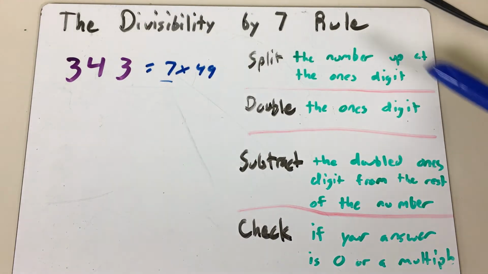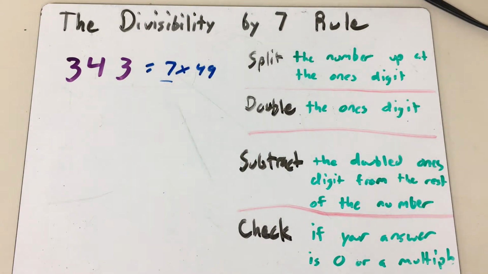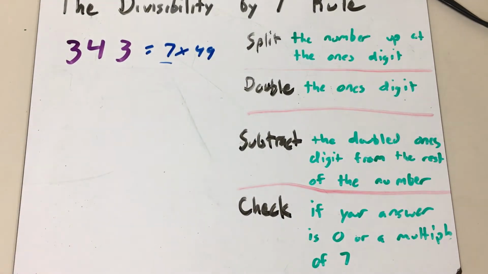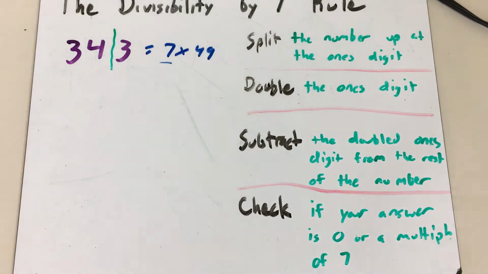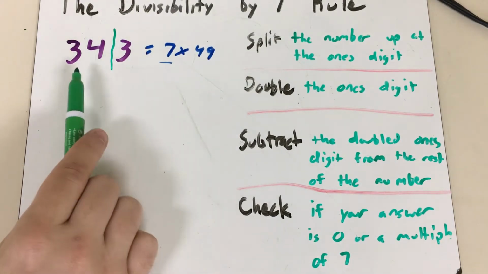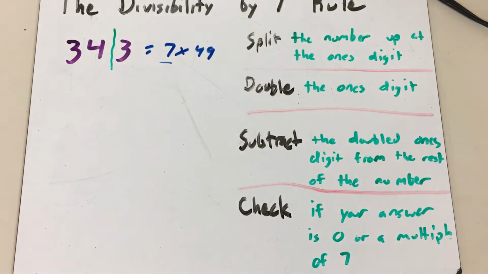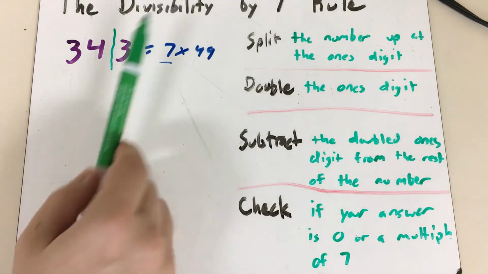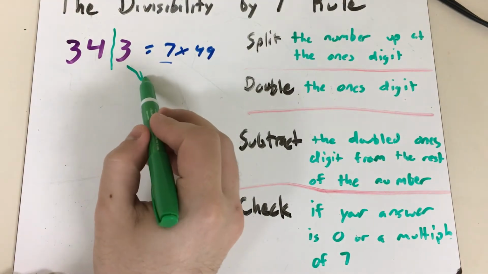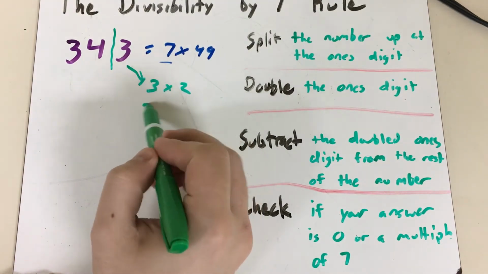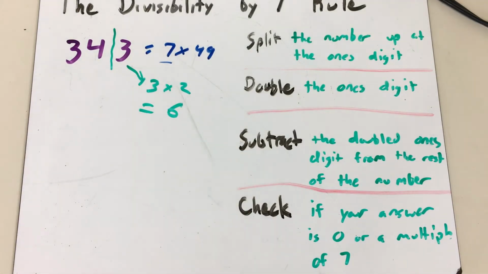If you see that I have the steps written here on the right, the first step I call split. That basically means that I'm going to take this number 343 and split it so that the ones digit, the 3, is separate from the rest of the number. It doesn't matter if this number has 3 digits, 2 digits, or 1,000 digits. For divisibility by 7, I'm only interested in splitting the number off at the ones digit. The next step is to take this ones digit and double it. So I'm going to take 3, multiply it by 2, and I get 6.